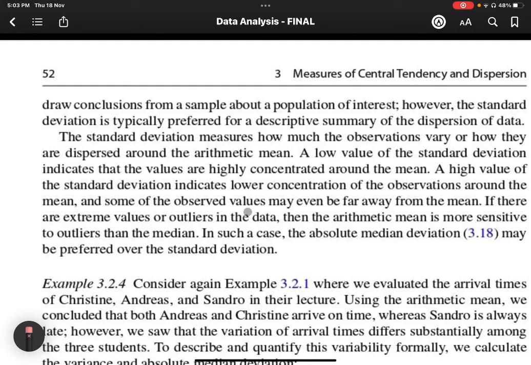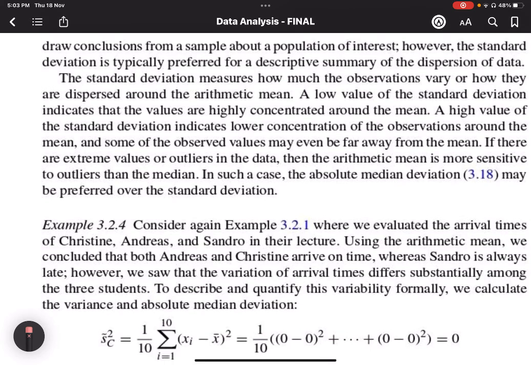And some of the observed values may even be far away from the mean. Yan, malayo sila, no? Especially kapag merong outliers. So, sobrang layo na kapag meron tayong tinatawag na abnormality or outliers na data.